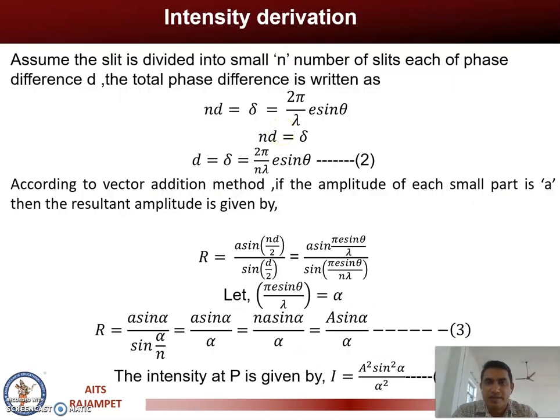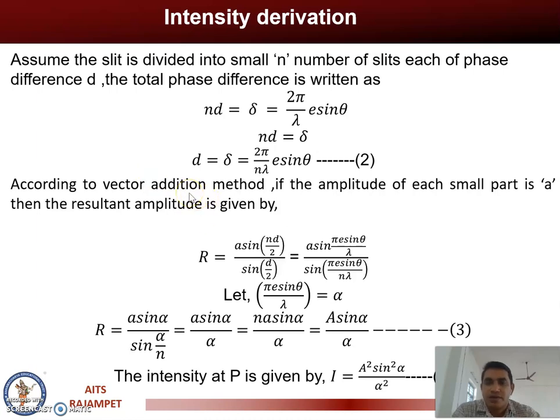Now we are going to derive the intensity. Assume the slit is divided into n small slits, each with phase difference d, and the total phase difference is nd, that is equal to delta, that is equal to 2 pi by lambda e sin theta. Then d is equal to 2 pi by n lambda into e sin theta. This is equation 2.